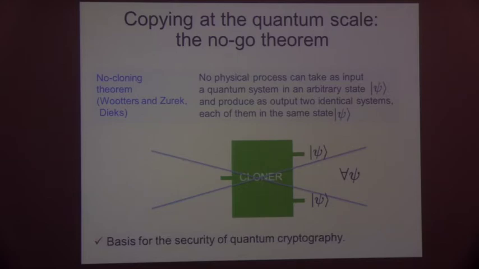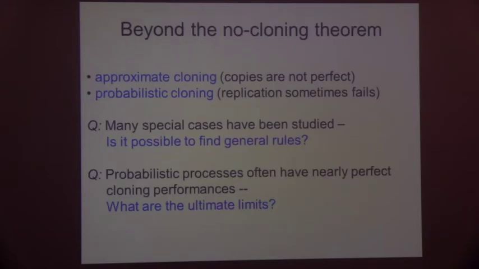And this is not entirely negative, because this really is an intuitive basis for the security of quantum cryptography. So it makes it possible for people to design encryption schemes that even the most powerful computing machines, even quantum computers, will not be able to break. Now, no-cloning certainly is no good for information scientists.